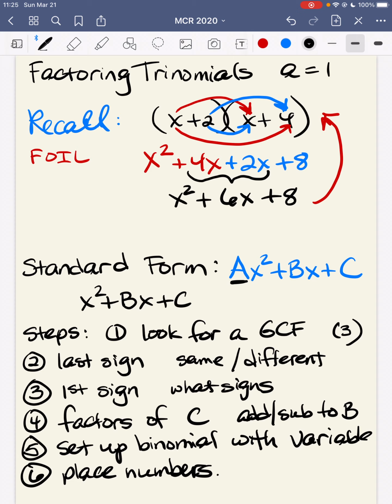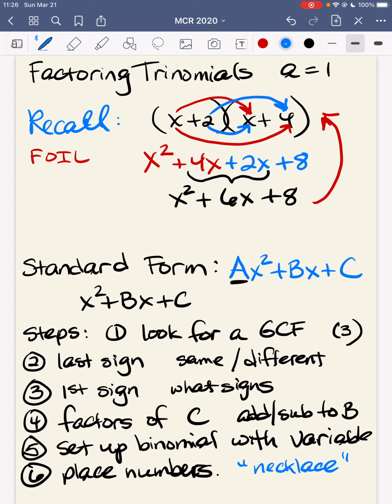Now this is what I refer to, I don't know what it is called, as the necklace method. The necklace isn't as apparent when a is equal to 1, but it's very useful when a is not equal to 1.